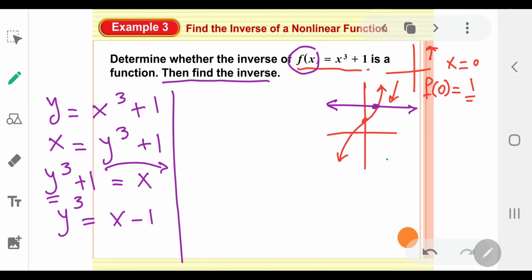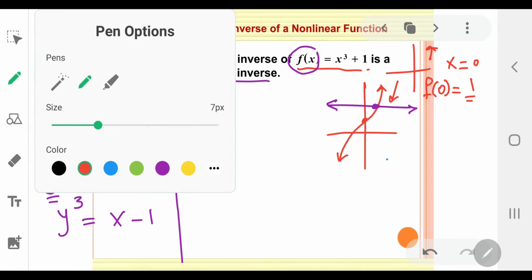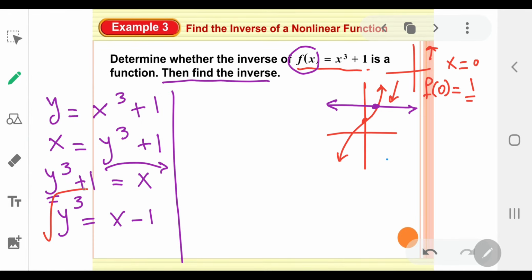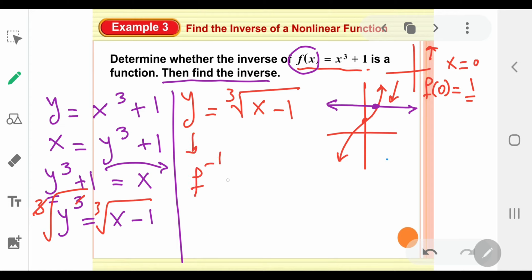What will be the next step? Exactly, we will take the cubic root of both sides. To get rid of this y cubed, this power 3, I will take the cubic root of both sides. So now it is y equals the cubic root of x minus 1. As a last step, you can just use the inverse function notation instead of y. So the inverse of f of x will be the cubic root of x minus 1.